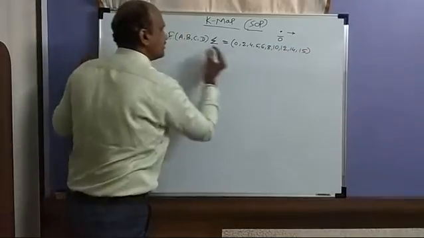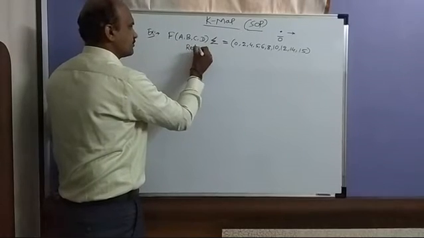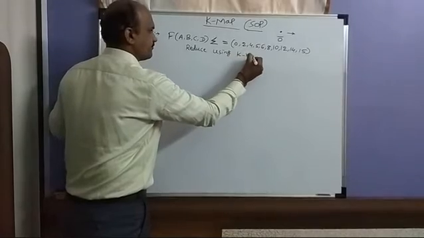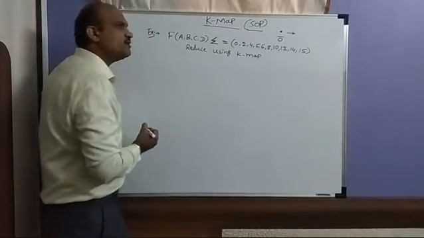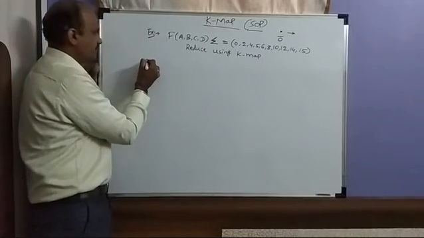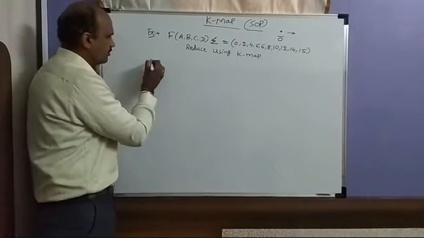This is to be reduced using K map. This is the example they have given. So first, what do you have to do? You have to draw the K map. So this is how you have to draw the K map.